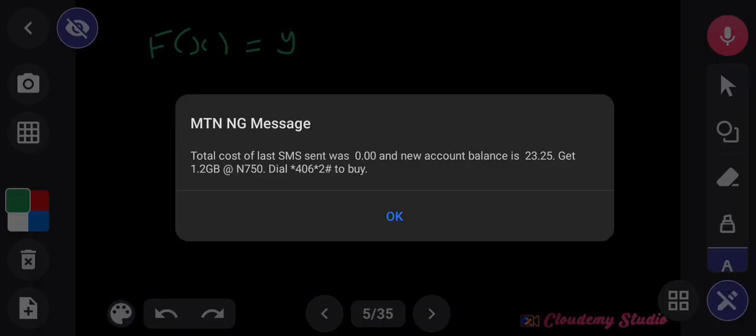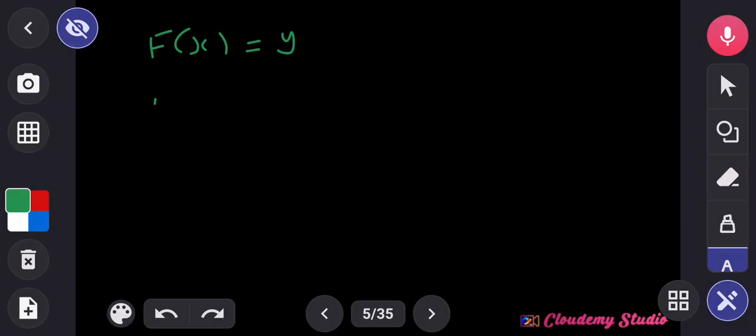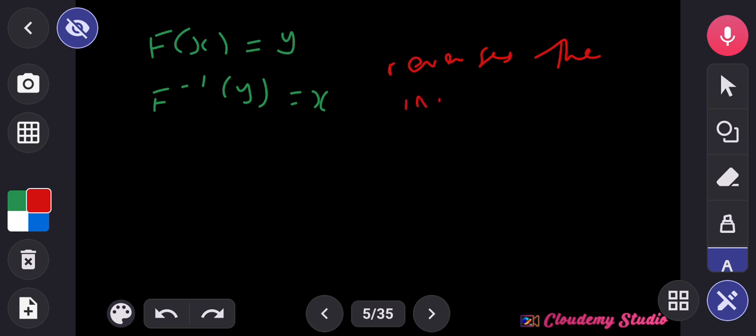Let us take for an example, f of x equals y. You understand? Therefore, f inverse of y will be equal to x. That is basically what we are trying to say. So the inverse is the reverse, like the inverse reverses the input and the output. That is what you have to note. The inverse reverses the inputs and the outputs.